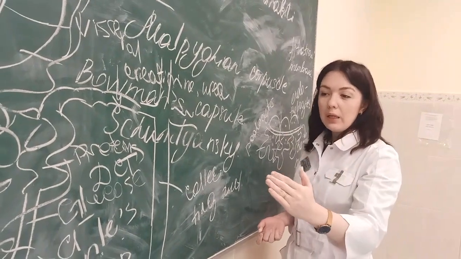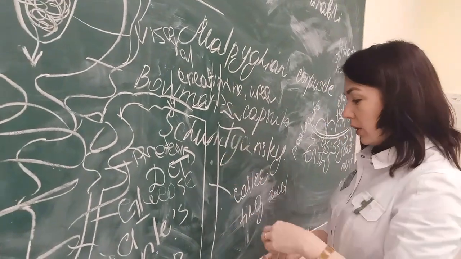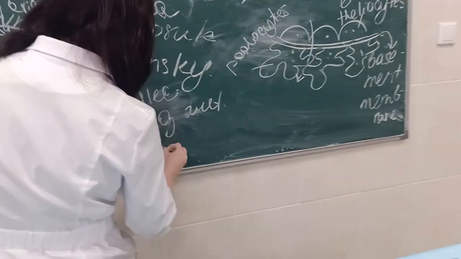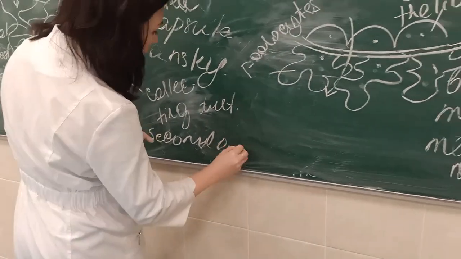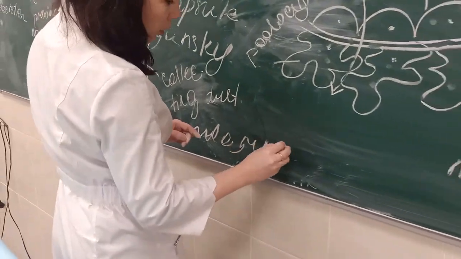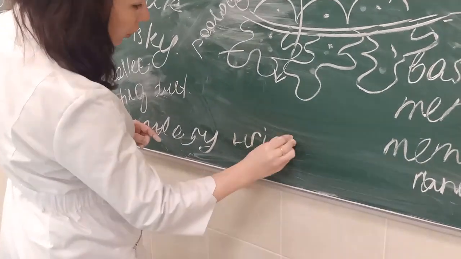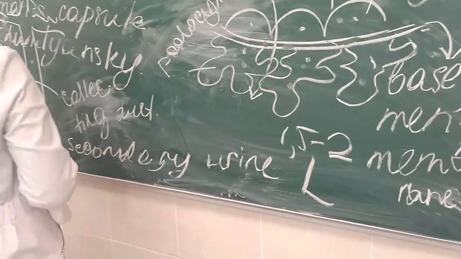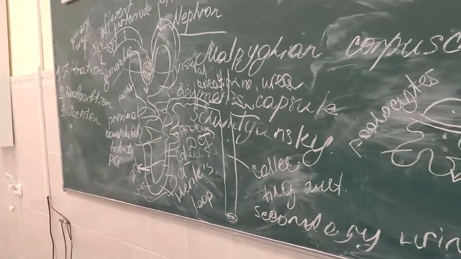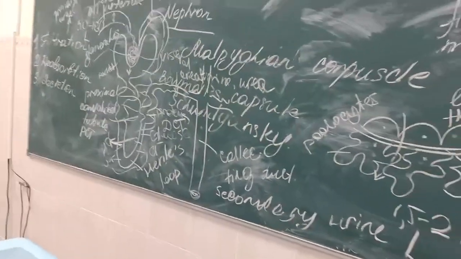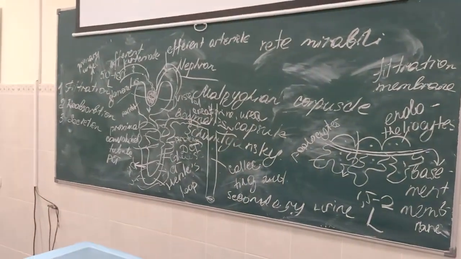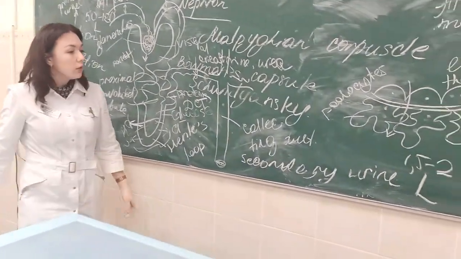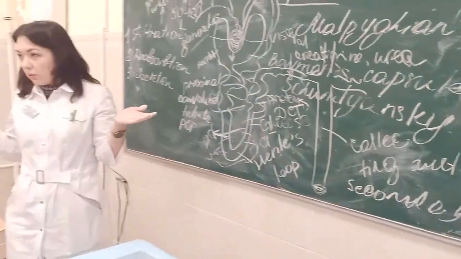And so finally, secondary urine comes to the collecting duct. Its amount is 1.5 to 2 liters per day. And this secondary urine is excreted.